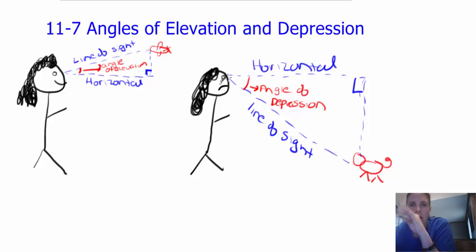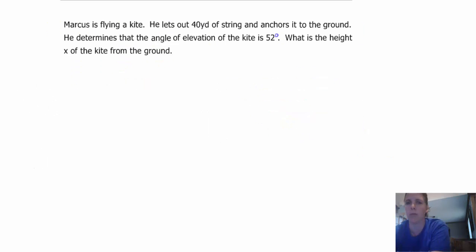And that's from the horizon or horizontal, either from the ground or from the person's eyes. It depends on what the question says. It could be from the top of a building or a car. You just have to read what it says. But the point is if you're looking up, it's elevation. If you're looking down, it's depression. That's the most important part. We're just going to do 4 word problems here.